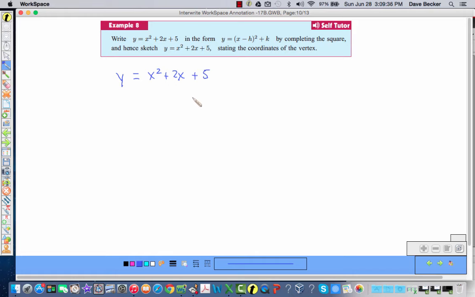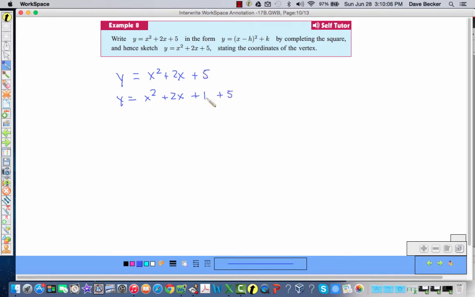Now, how do you do that? Very simple, very easy. I still do the same thing. y equals x squared plus 2x. Don't forget about the 5. We're not going to move it over because we have the y there. We're just going to keep it in our back pocket for just a second. I'm going to take half of 2, which is 1, and square it, and then add 1, right? Okay, and then I still have my plus 5.